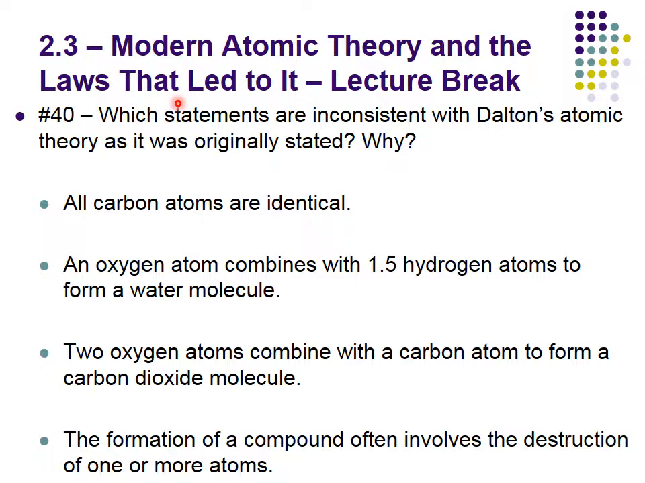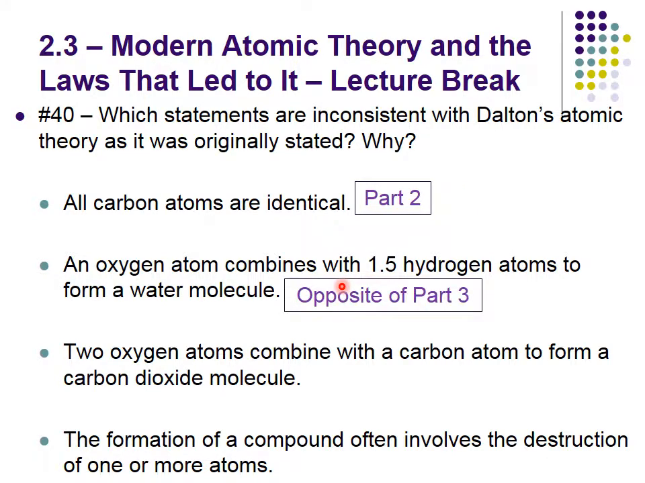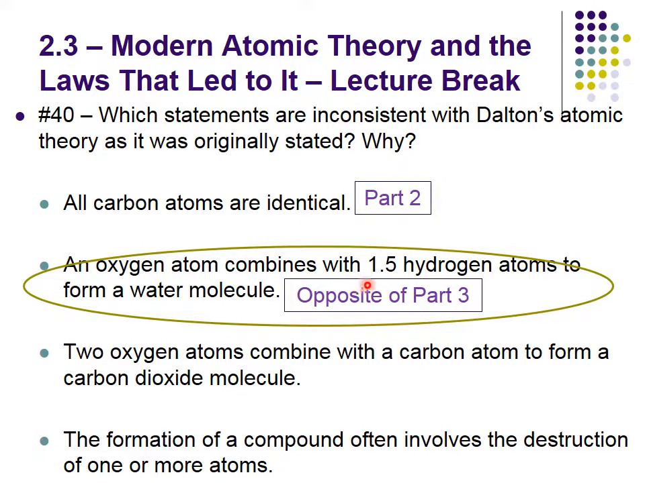So one more practice problem here. Which statements are inconsistent with Dalton's atomic theory as it was originally stated, and why? So the first one says all carbon atoms are identical. This is consistent. This is part 2 that says that all atoms of a certain type are the same. An oxygen atom combines with 1.5 hydrogen atoms to form a water molecule. This one is inconsistent because it's using a part of an atom. It's not combining whole numbers as part 3 said.